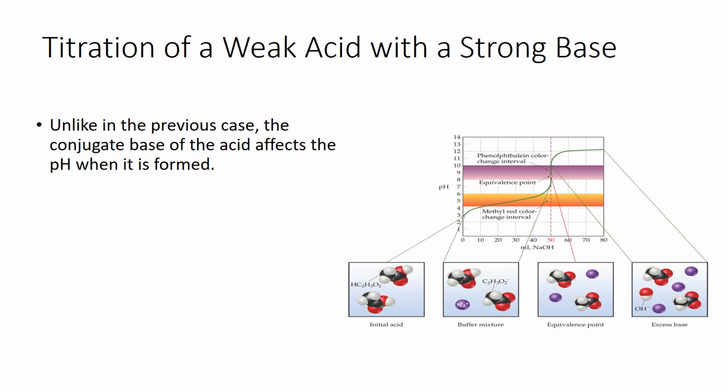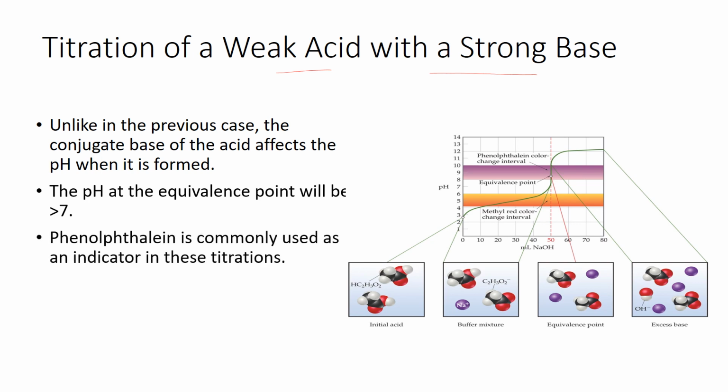Unlike in the previous case, the conjugate base of the acid affects the pH when it is formed. So this is a titration of a weak acid and a strong base. The volume of the base, we have the pH, and we have the equivalence point, and the indicators that help guide us in determining the equivalence point. The pH at the equivalence point will be greater than 7 in this case.